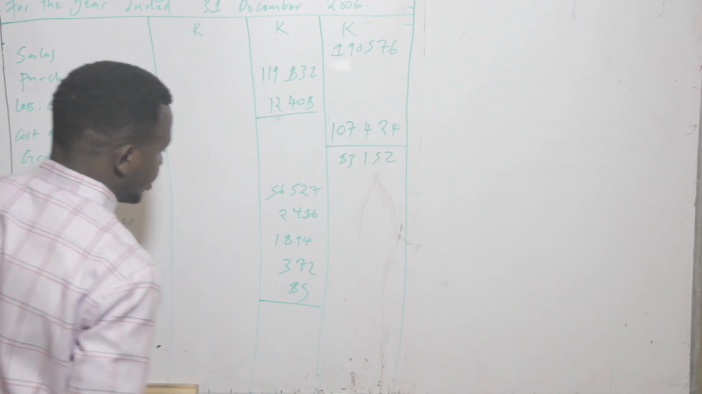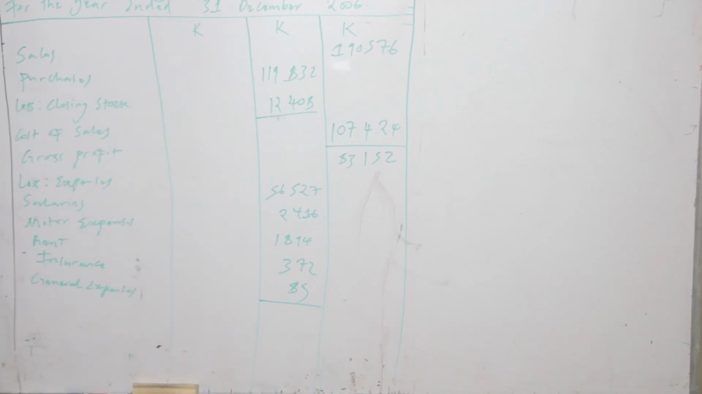So we can find the total. We're going to say 56,527 plus 2,416 plus 1,894 plus 372 plus 85. We're going to have total expenses.